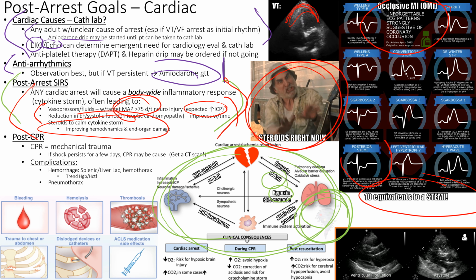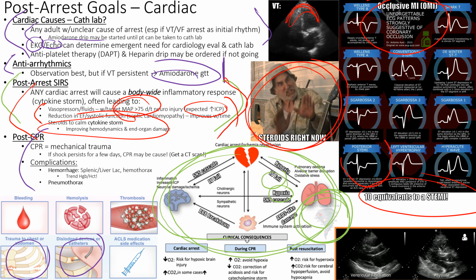And then post-CPR. So CPR is not without its complications. You can see that it's mechanical trauma to the body, so it can cause puncture of the lung, broken ribs. If they have central lines in place, they get dislodged, right? So we want to make sure we're getting an X-ray afterwards to eyeball it. Do they have a hemothorax? Do they have a pneumothorax? What's happening there, right?